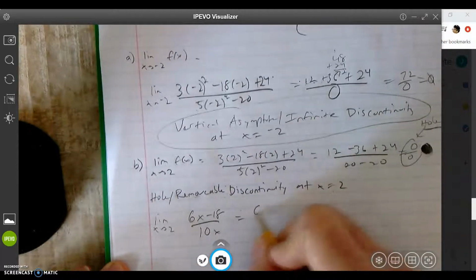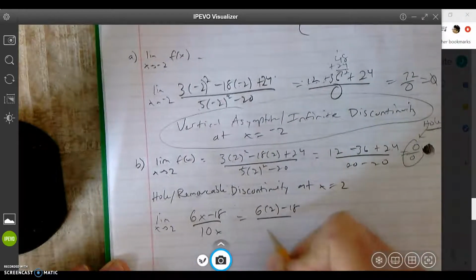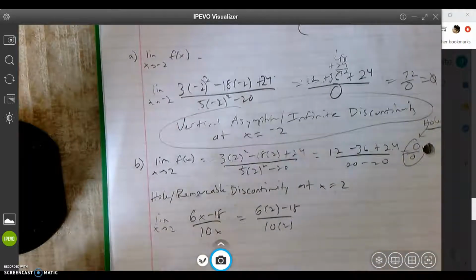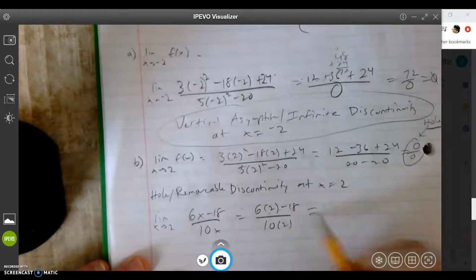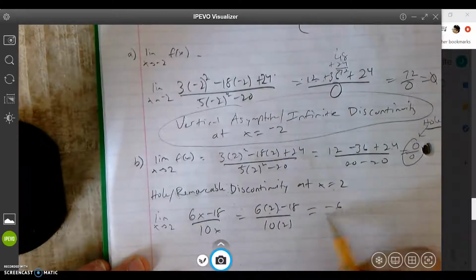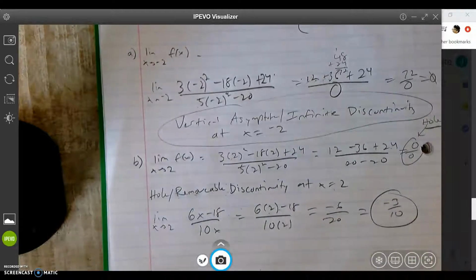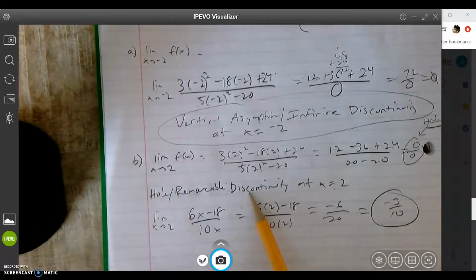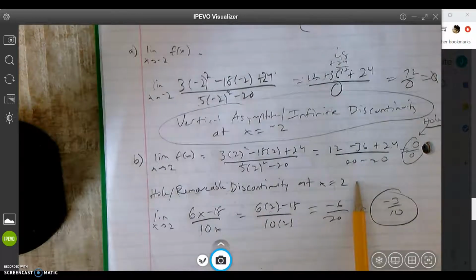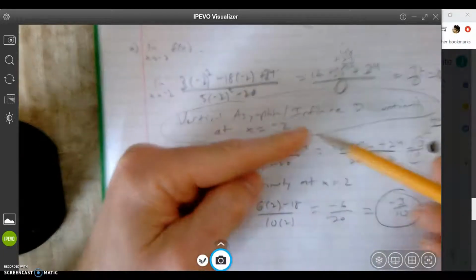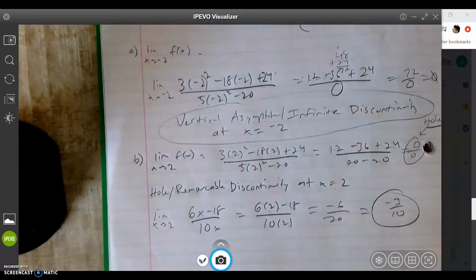Now I'm plugging in 2 again. 6 times 2 minus 18 over 10 times 2. So that's going to be 12 minus 18, which is -6 over 20. Divide by 2, cut those in half, -3 over 10. There we go. So that is the answer for part B. So I have a removable discontinuity, a hole at x equals 2, where they approach from the left and the right is approaching -3 over 10 on the y.